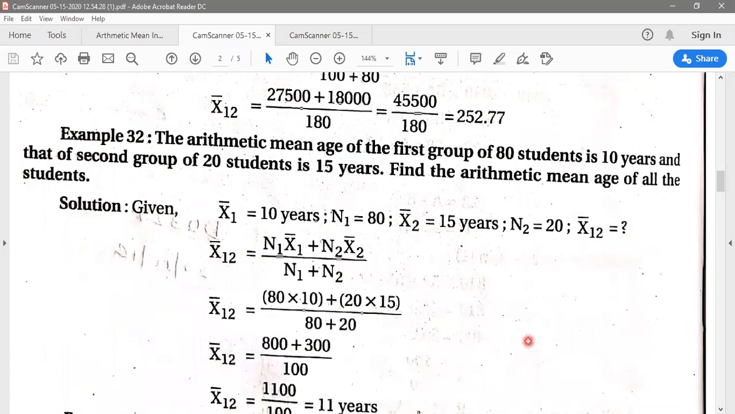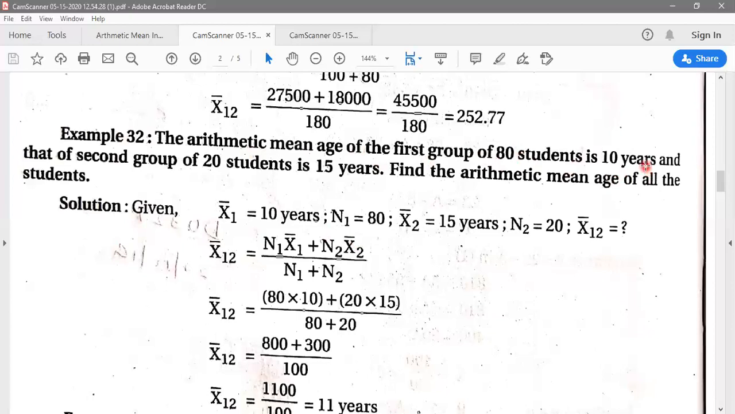Then if you have a statement problem, read it thoroughly and analyze which is the arithmetic mean and which is the other part. Now look at this question: the arithmetic mean age of the first group of 80 students. This is where many of them have gone wrong. Please understand, 80 is not your x bar, but it is n. So n1 is 80. The arithmetic mean of the 80 students is 10 years, so 10 years will be your arithmetic mean.